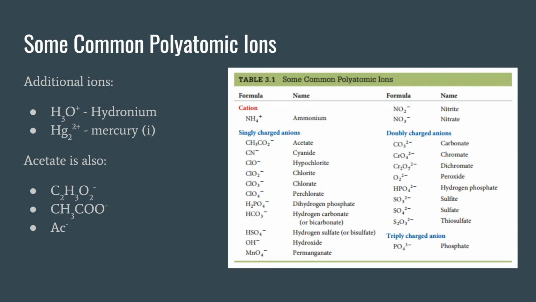It's vinegar. So acetate is everywhere. CH3CO2 is one way of writing it. Another way of writing acetate is C2H3O2 1-. Another way is CH3COO 1-. Or this one, which is especially popular in organic chemistry. Organic chemists love this sort of abbreviation, Ac 1- for acetate.